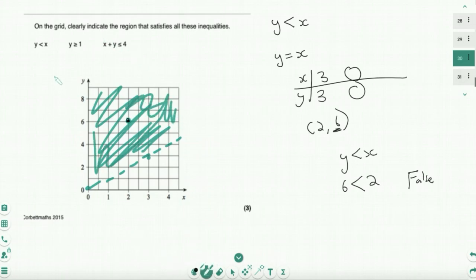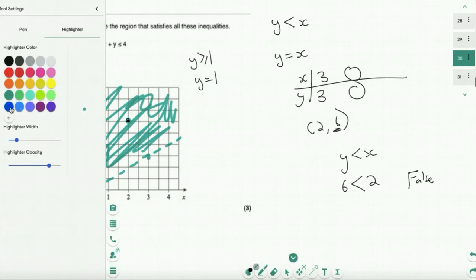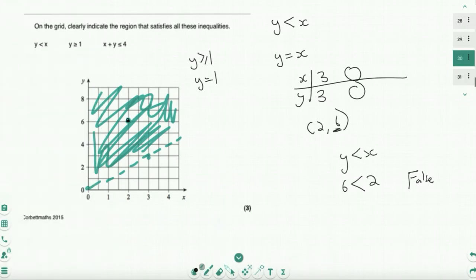Next, let's do this. Y is more than or equal to 1. So first step, draw the line, so y equals 1. It's going to be a straight line which crosses the y-axis at 1. Is it going to be solid or dashed? Well, it's going to be solid because there's a little equals to sign below. So y equals 1, where is that? It's a line that's going to cross the y-axis at 1, so it's like this.